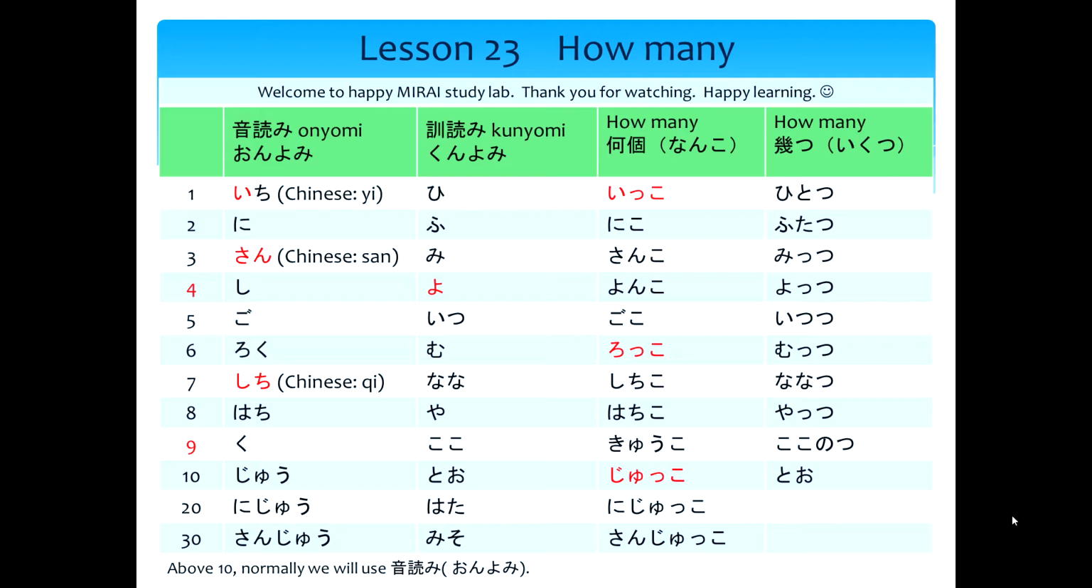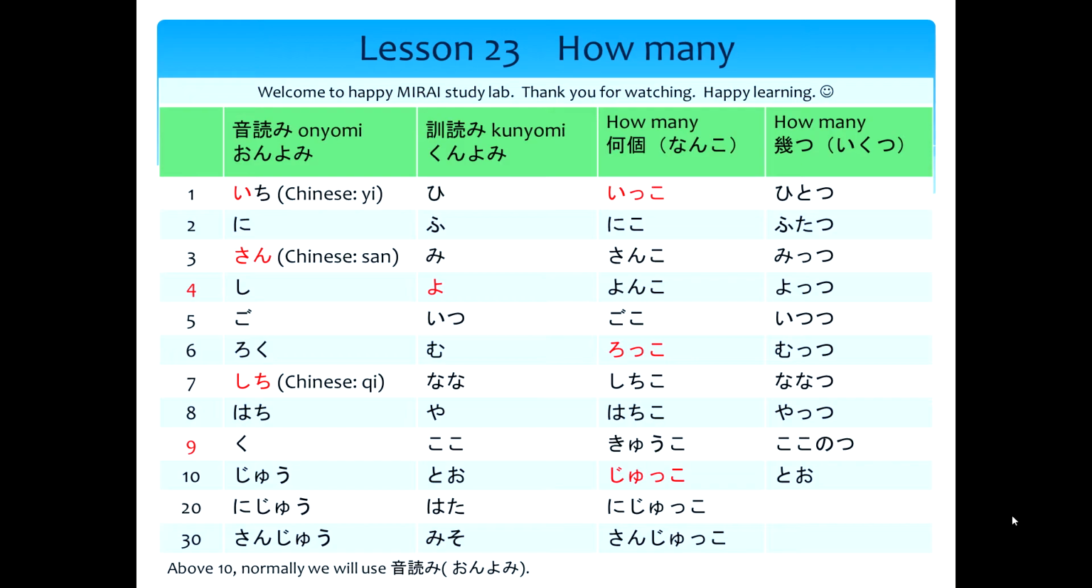In English, you can just say how many, right? But in Japanese, you can say nanko, using the counter, or you can say ikutsu, ne? Ikutsu can mean how many, and it can also mean how old, but today we talk about how many. First, let's look at the pronunciation of nanko, the counter ko.